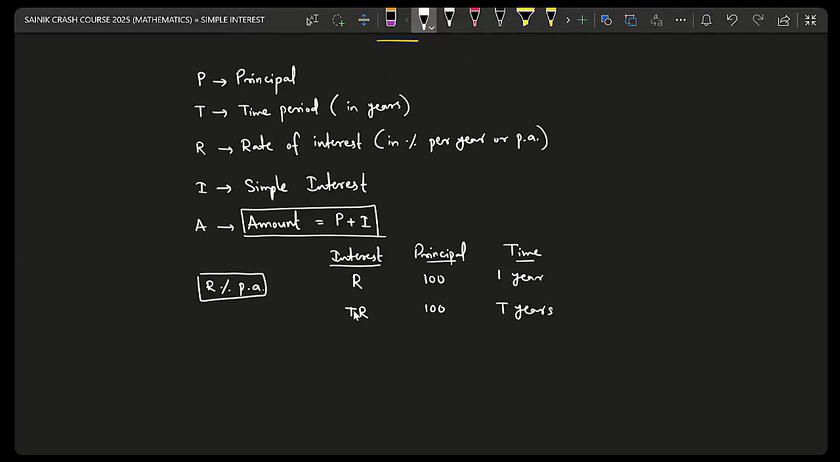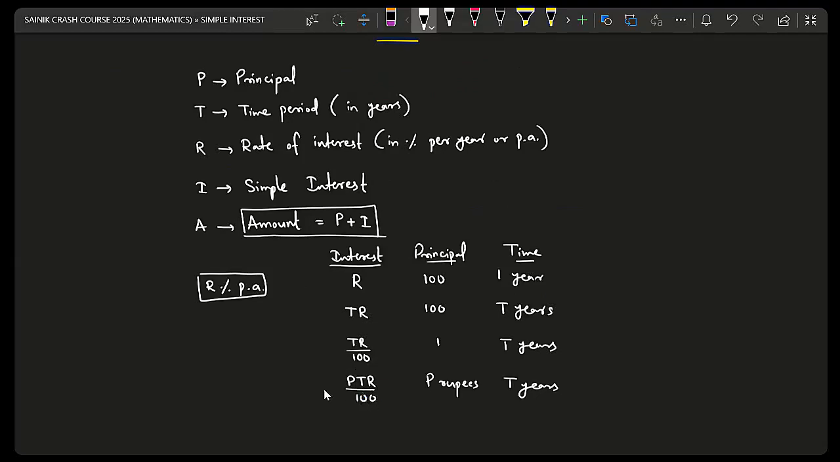For T years we got the interest for 100 rupees, and now I want to find it for 1 rupee. The time period will be the same, that is T years. For 100 rupees we pay TR, and for 1 rupee we have to pay TR divided by 100, the 100th part of TR. And now I want to calculate for P rupees. The time period will be the same, T years only, but the principal is P rupees. Now what will be the interest? Multiplied by P, PTR by 100.